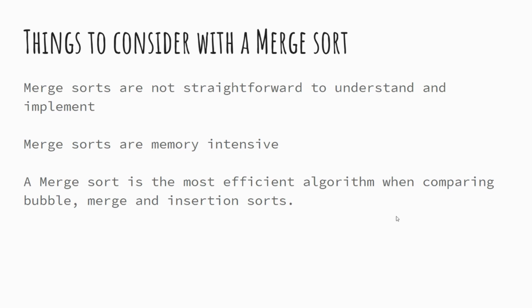A few things to consider then with a merge sort. Firstly, as I mentioned at the start of this presentation, merge sorts are not that straightforward to understand and not that straightforward to implement. It's slightly more challenging than perhaps a bubble sort. Merge sorts are memory intensive because at each stage of the merge sort, you're having to remember several sublists. So if you've got a large data set, there's lots of data that you're having to store every time you carry out your merge sort.